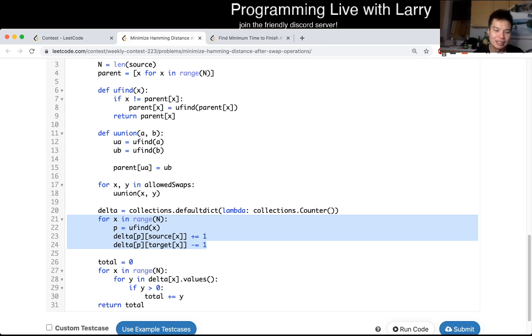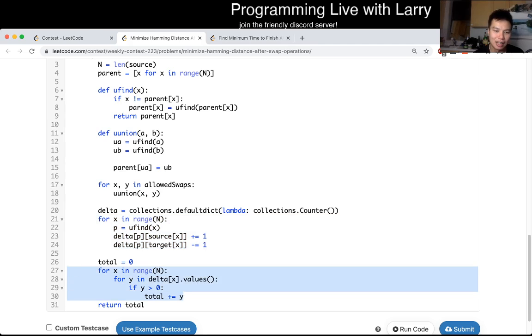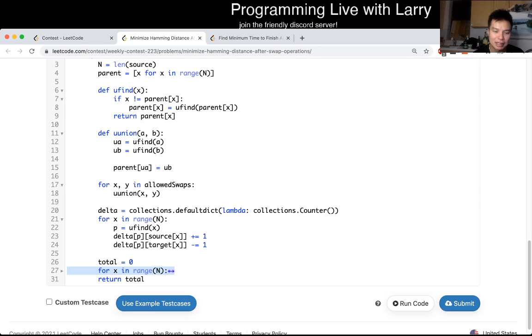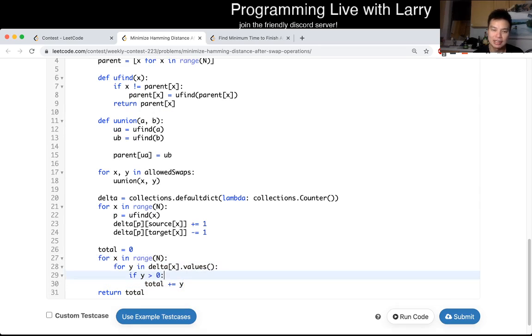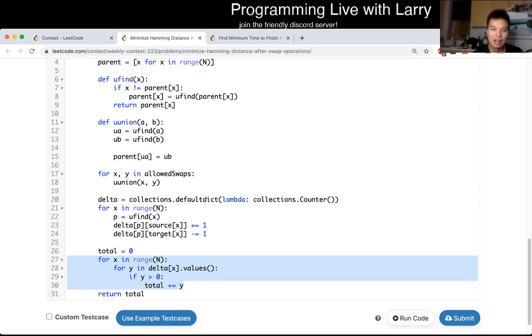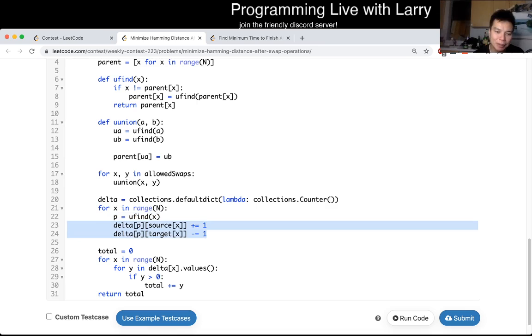And this is also going to be O of n. So this entire algorithm turns out to be O of n, or O of n plus m, if you want to call it that, where m is the number of allowed swaps. And the reason why is that this is O of 1-ish, again, union find operation. But this is just O of 1 operations, right?